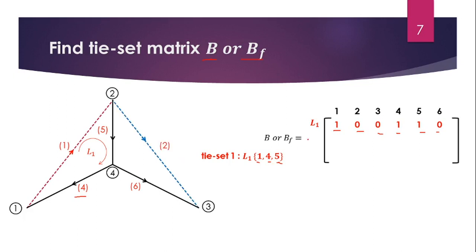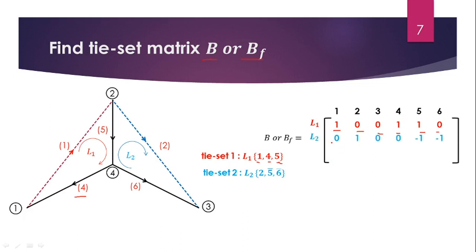When we add the second link, the direction should be the same as the link. So we get tie set 2, L2. What are the branches responsible for forming this loop? That is 2, 5 and 6. So 2 is in the same direction, 6 and 5 are in the opposite direction, so we put a bar on them. So that you understand the matrix elements for 2, 5 and 6.